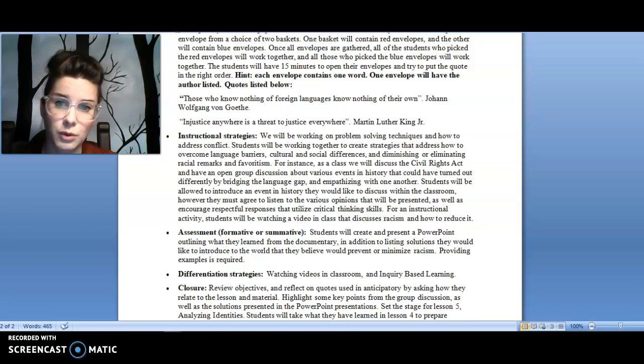I did put the quotes that I do want to utilize in this particular topic. The first one is, "Those who know nothing of foreign languages know nothing of their own." And that's Johann Wolfgang von Goethe. I think this is a good quote leading into what we are going to be talking about when it comes to language barriers and how people interact in social settings whenever they're discussing things or various topics with other individuals from various cultures, specifically cultures not of their own.